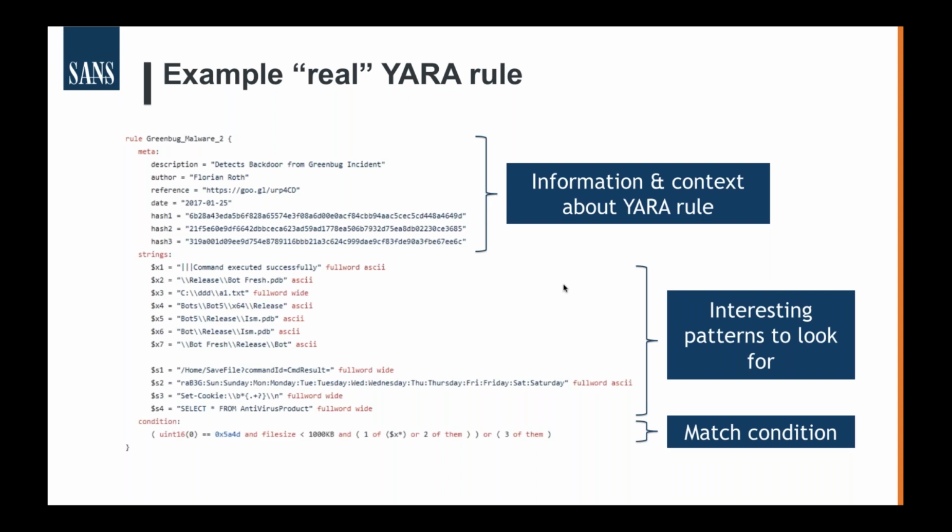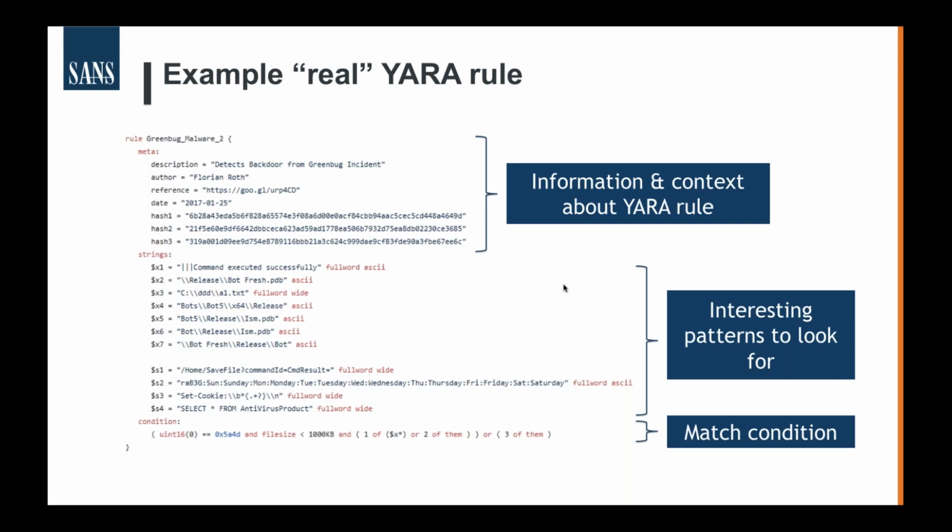You can see some meta information, which is usually context about the YARA rule. How was it developed? Who's the author? Here we can also see 3 different hashes. Most likely those are references to the files that were used to develop the YARA rules. So you've got 3 hashes there, 3 specific files that were used to create this YARA rule. We can also see the campaign that this was linked to. So we're looking at the backdoor here that was linked to the Greenbug incident.